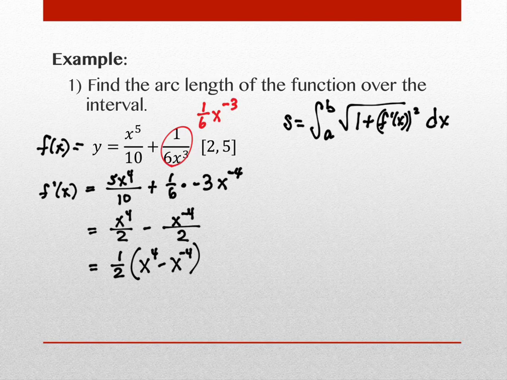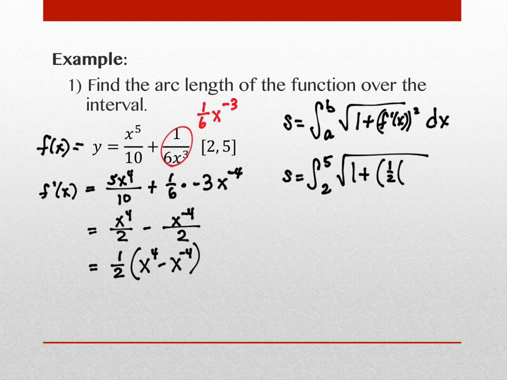We're going to put this into the formula in the right location. So thinking about this formula now, our antiderivative goes from 2 to 5. We were given that information. I have the square root of 1 plus, and then I have 1/2, and then x to the 4th minus x to the negative 4th, and all of that, including the 1/2, is squared. Okay, so far so good?